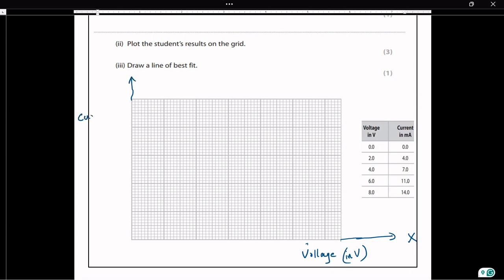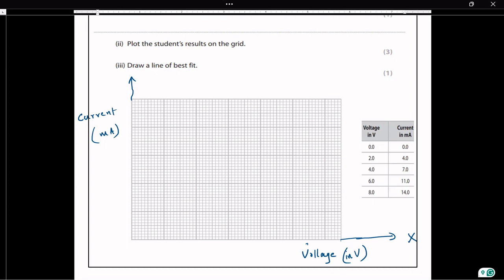It is the current. It is measured in milliamperes, so you can get that from the column title. Look at the column title for the correct unit. Now the next thing is you have to mark a proper scale.